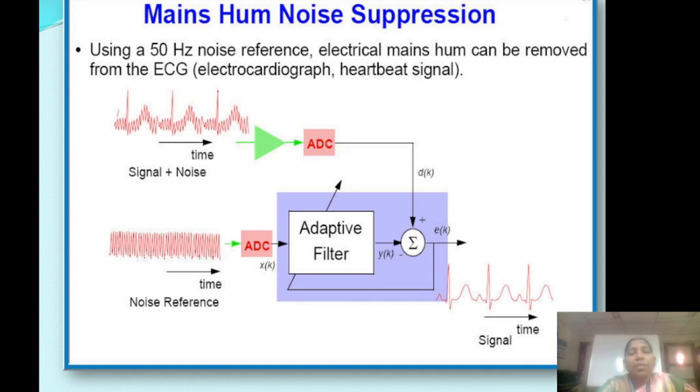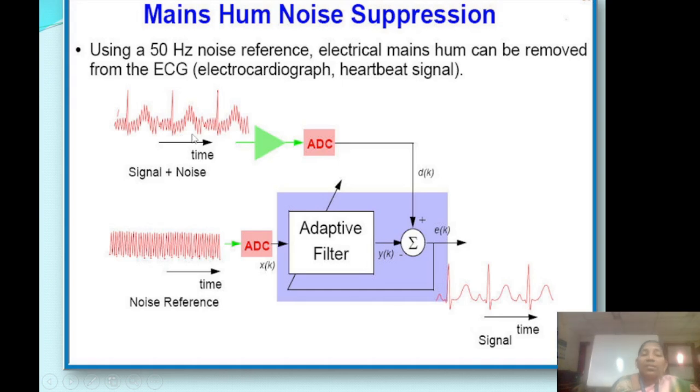First, the primary signal is signal plus noise. You can see the ECG signal added with the 60 Hz, 50 Hz noise interference here. So the signal plus noise is considered as the primary signal. Then the 50 Hz noise interference is considered as a noisy signal, which is sent to an ADC, that is analog to digital converter, then sent as an input to this adaptive filter.